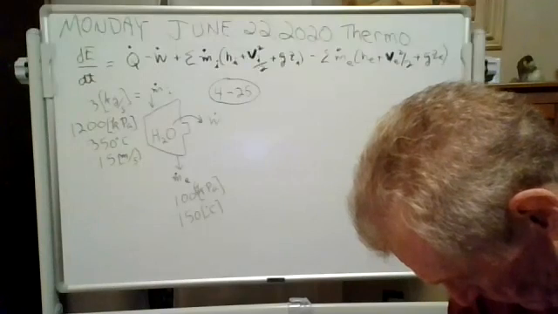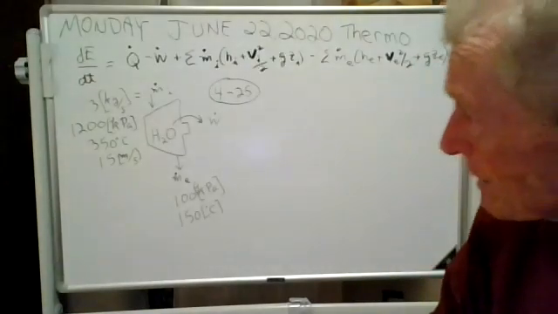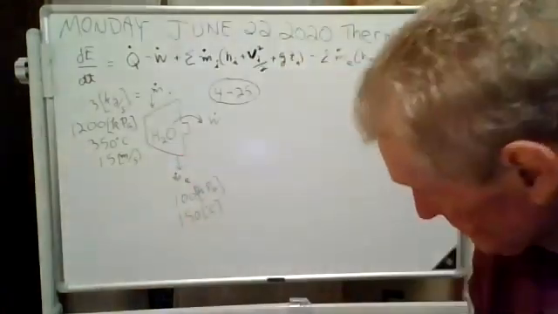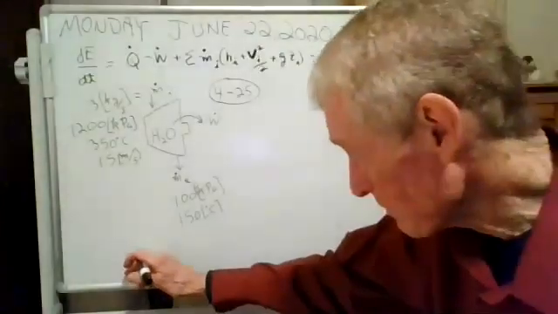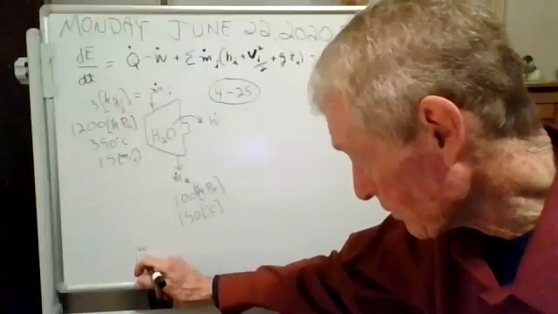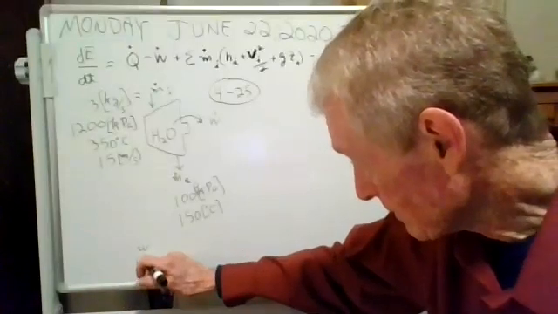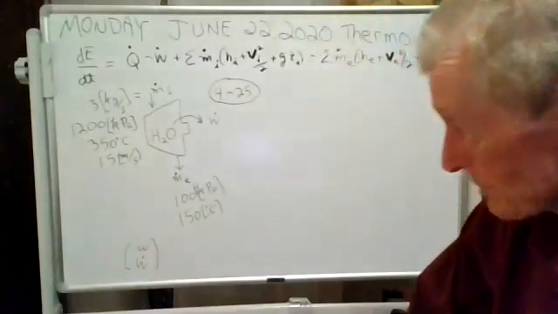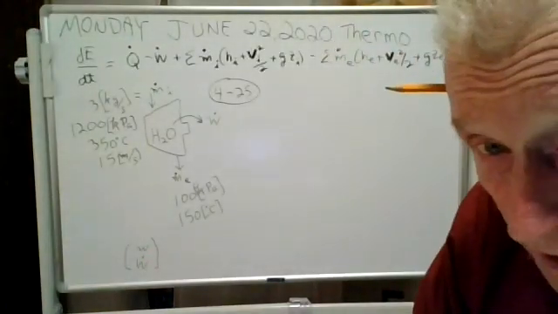Find the specific work and the power. Okay, they want us to find the power and the specific work. What they mean is that little w. What they want is a big W dot and the little w. That's what they want. Well, there's our device sketch.